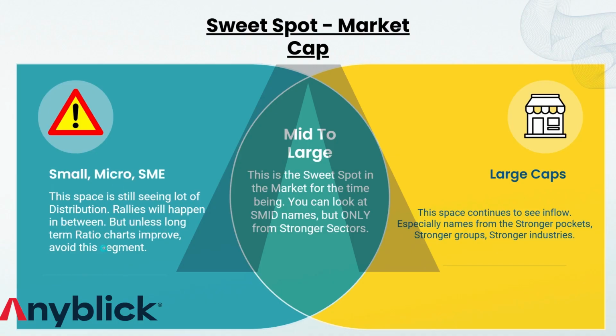Now, one caveat. If you find small, micro, SME stocks from strong pockets of the market, let's say metals, let's say banks, let's say auto ancillaries, autos, or the rare earth space, then yes, you can go behind those stocks because they are backed by a larger sector trend. But mid to large cap is the sweet spot in the market for the time being. You can look only at SMID names if you understand strong sectors.